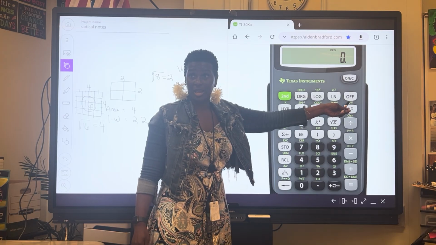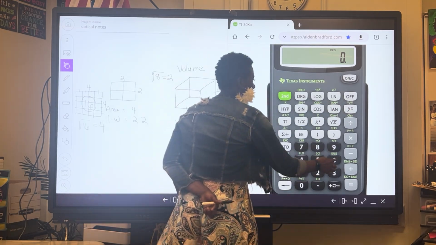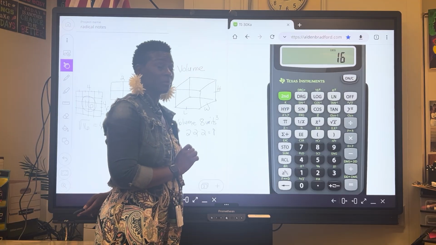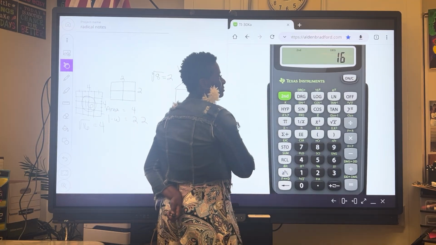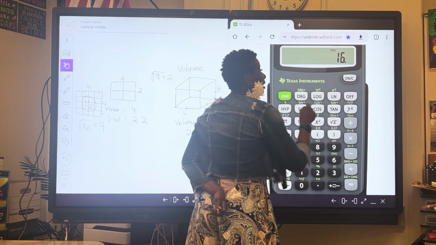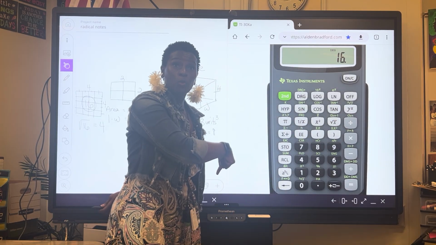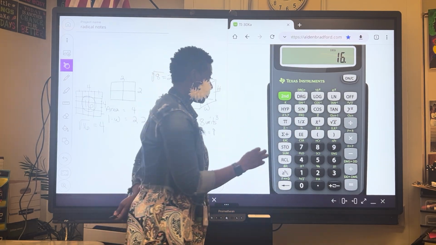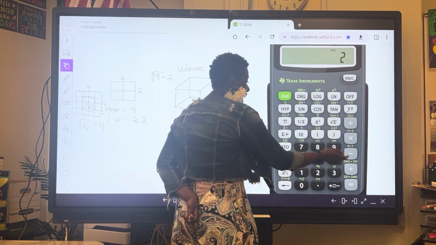Does everybody see that key? So watch what I do. I'm going to do 16, just like I would have done the first time. But now I'm going to hit second, and I'm going to hit that key. But I'm going to tell it now what root I want. I want the square root, so I'm going to put a 2. And now I'll press equal.